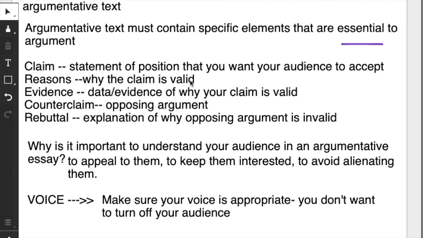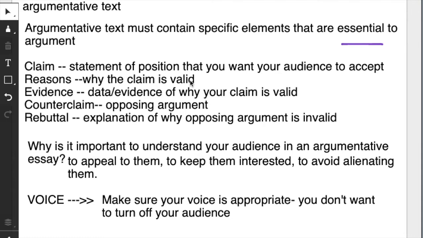Now, a lot of students ask me, where should I include these in my essay? Should they be at the beginning? Should they be in the middle? Should they be at the end? In my opinion, they should be towards the end of your essay. You should not introduce your opposing argument before you've really made a good argument for your own side of the argument. But it's important to include it in a place where you can also include a rebuttal. And the rebuttal is the explanation of why the opposing argument is invalid.